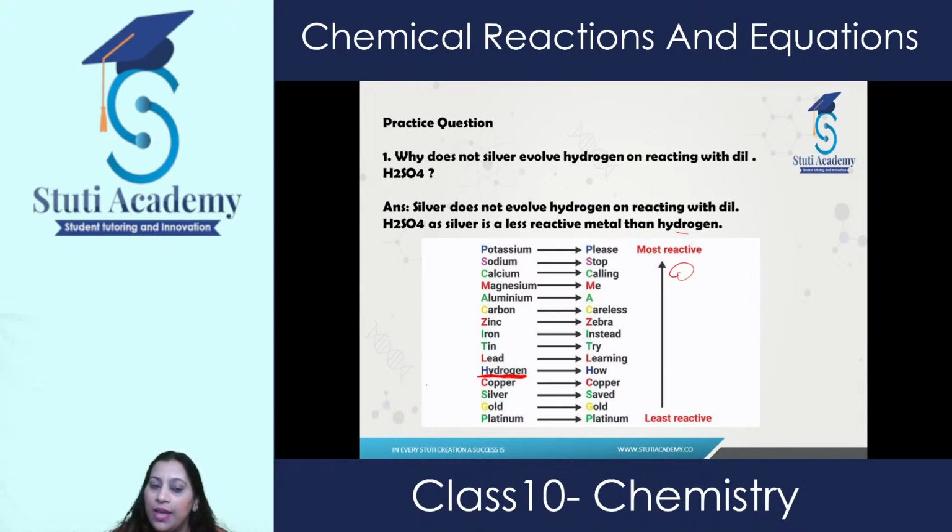We place hydrogen here, and these metals which are placed above hydrogen are more reactive than hydrogen, so they can easily displace it. While these metals which are placed below hydrogen are less reactive, they cannot displace hydrogen. And when this displacement takes place, meaning when one takes up the place of the second one, this type of reaction is known as a displacement reaction. So I hope these questions are clear to everyone.